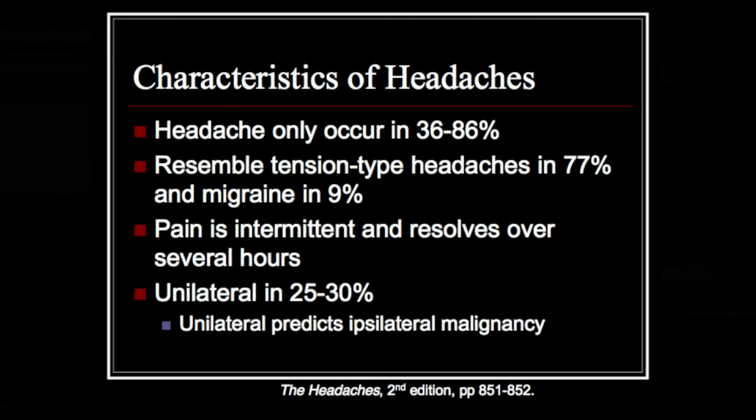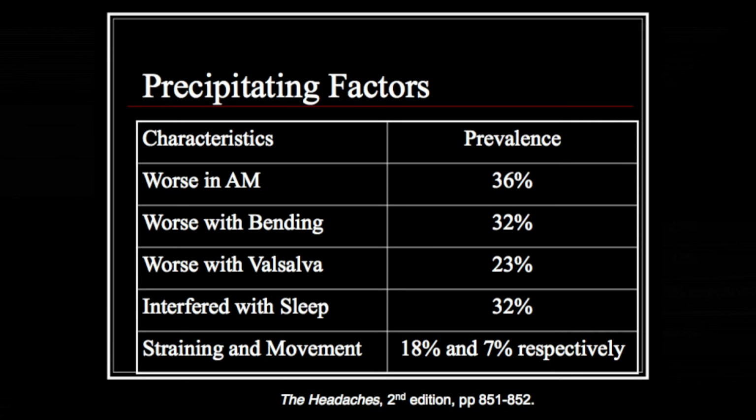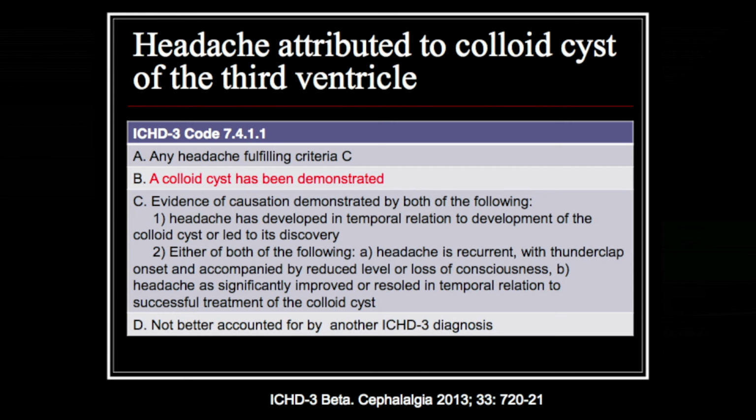And if the tumor is in the posterior fossa, it's more likely to cause headache than if it's not in the posterior fossa. They used to tell you: worse in the morning, worse with bending, worse with Valsalva, interferes with sleep. These occur rather infrequently with brain tumor headaches. And even straining and/or movement only increase the pain in about 18 and 7% respectively, depending on which study you look at.